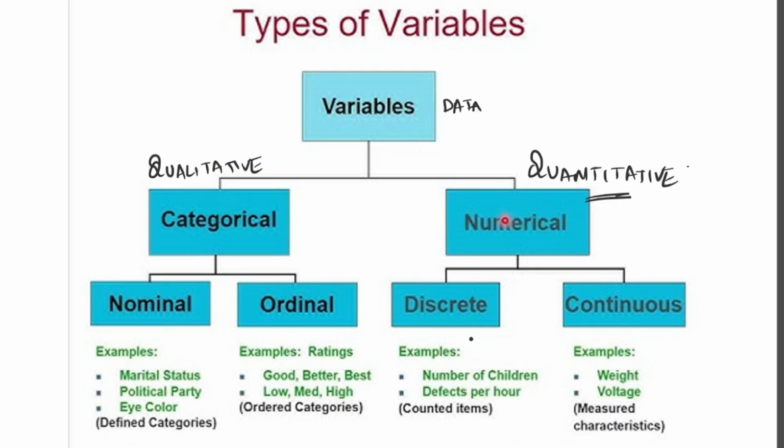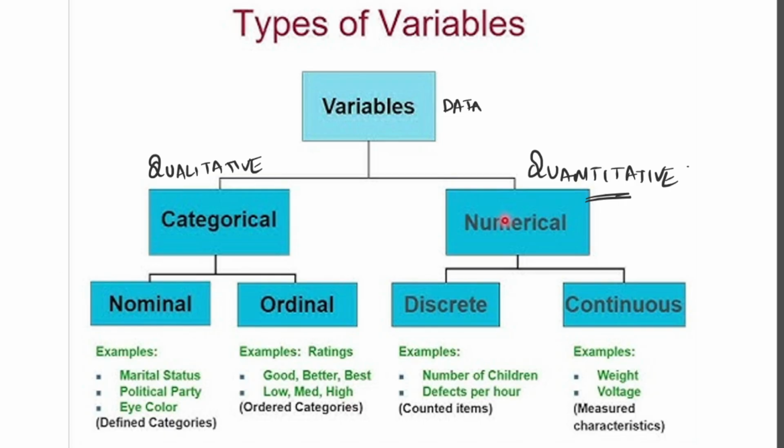Then discrete variables are those where you can have counted items, in the sense number of children, or number of family members in the family, or number of defects per hour. All these come under the discrete type of variables. And the continuous variables are those where you have measured characteristics like height, weight, cholesterol levels, voltage. A few questions were previously asked in our MCQs of BCBR.